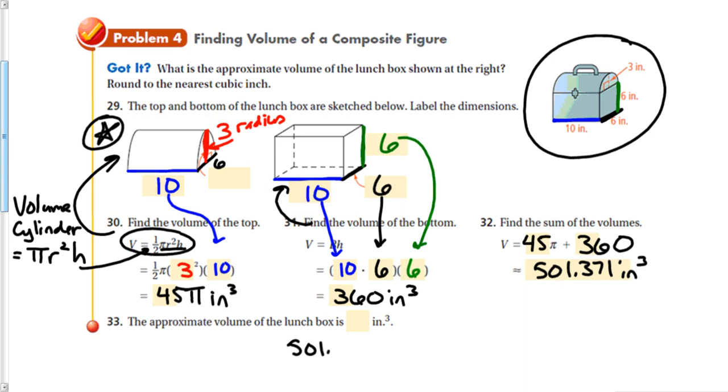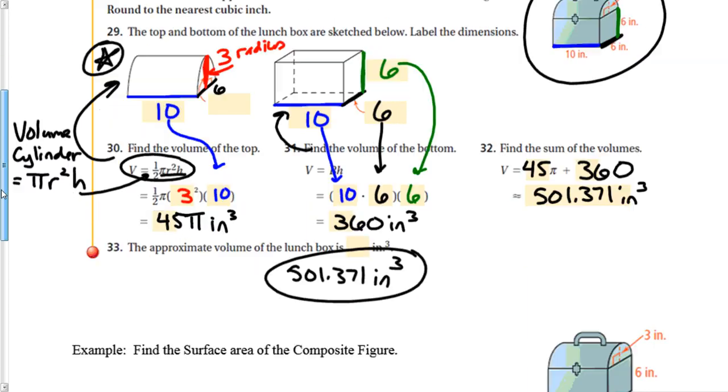It's 501.371 inches cubed. And that's what we get for the volume of this composite figure. If you need to pause the video, please pause the video here.